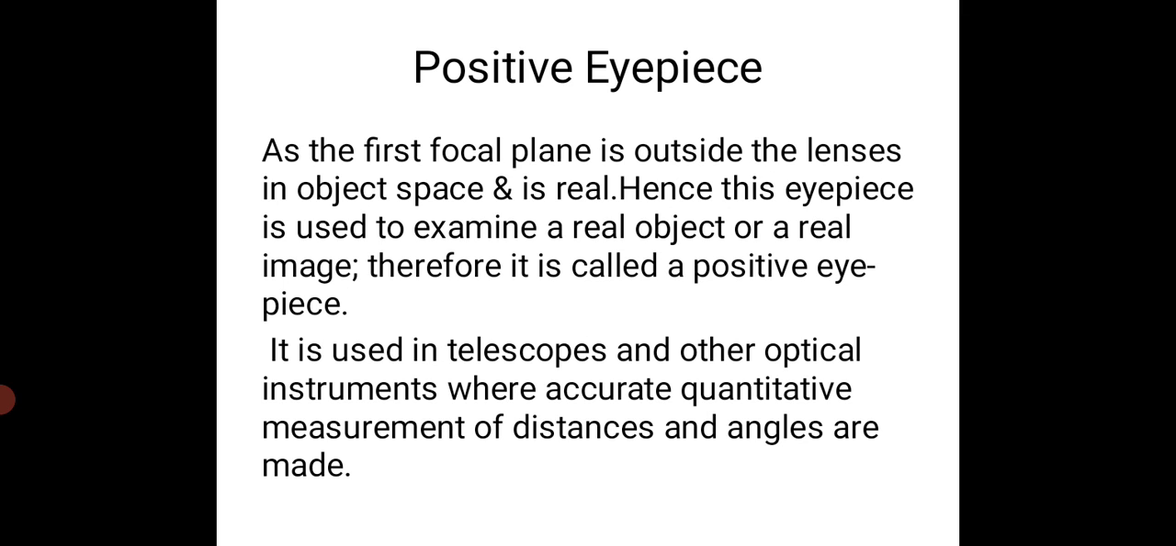The Ramsden eyepiece is called a positive eyepiece. We will see what a positive eyepiece is. As the first focal plane is outside the lenses in object space and is real, this eyepiece is used to examine a real object or a real image. Therefore, it is called a positive eyepiece. It is used in telescopes and other optical instruments where accurate quantitative measurements of distances and angles are made.